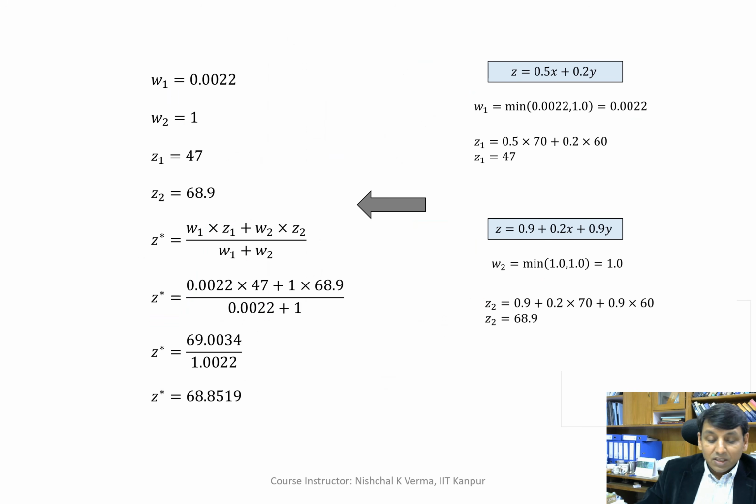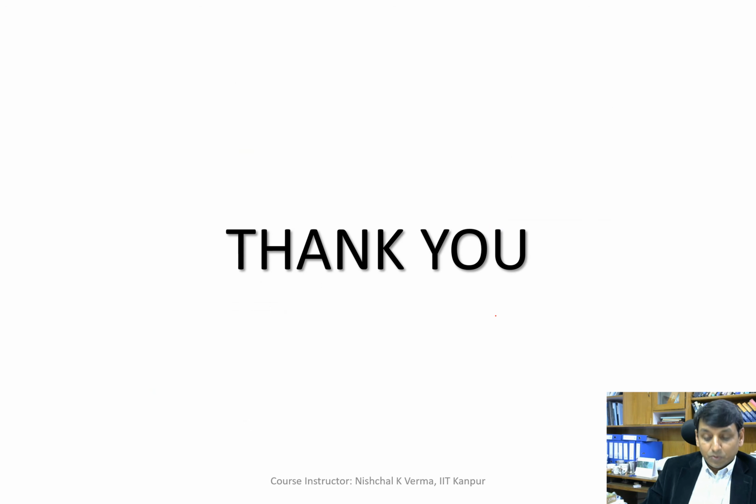So now we use these values here: W1, W2, Z1, Z2, and the weighted average comes out to be 68.8519. So this way we can say that corresponding to x equal to 70 and y equal to 60, we are getting the output of the TSK fuzzy model as 68.8519.